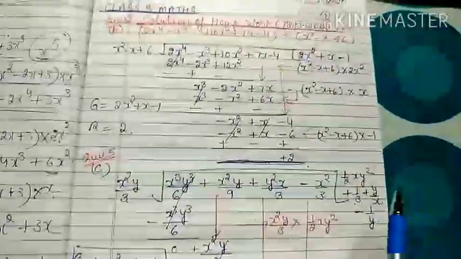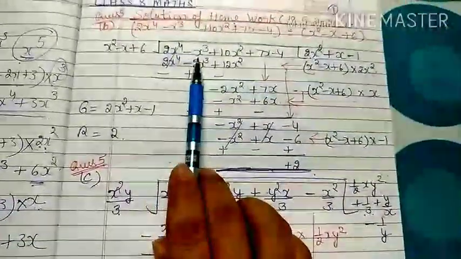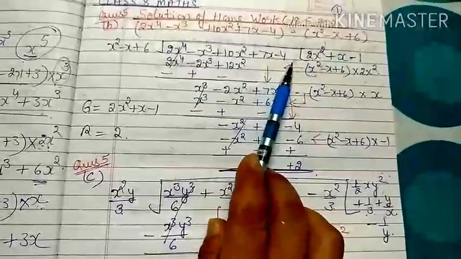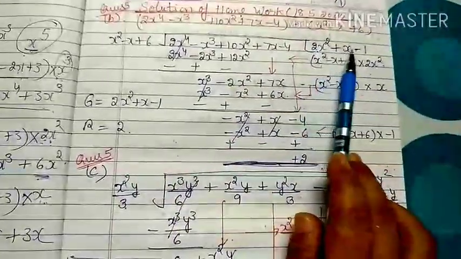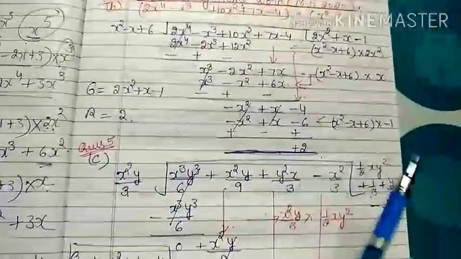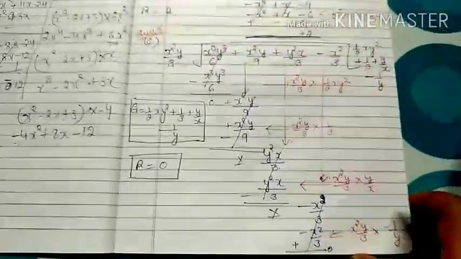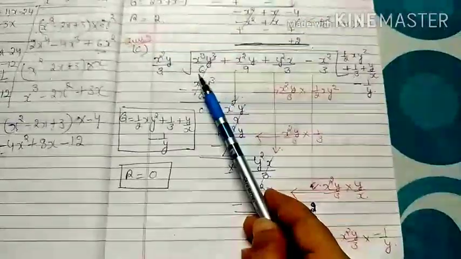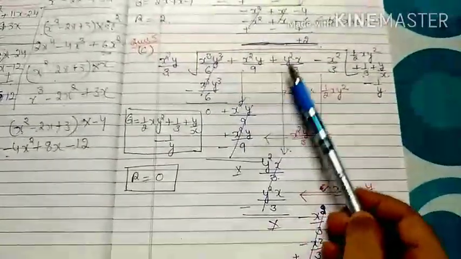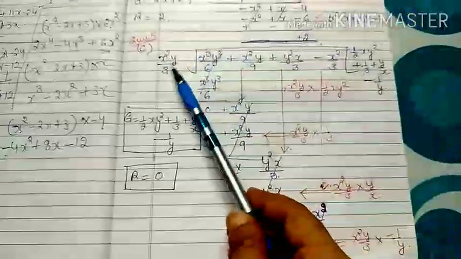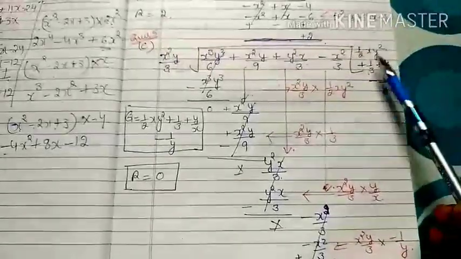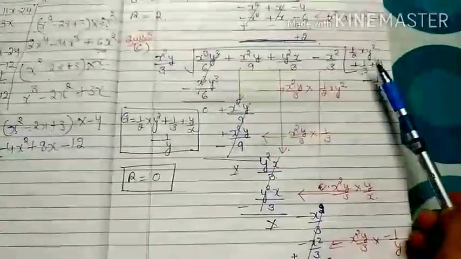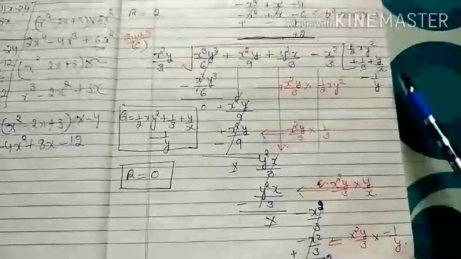Now your fifth question B part. In fifth question B part, 2x^4 minus x cube plus 10x square plus 7x minus 4 when divided by x square minus x plus 6 gives me the quotient 2x square plus x minus 1 and remainder is 2. Similarly, fifth question C part. Fifth question C part, x cube y cube by 6 plus x square y by 9 plus y square x by 3 minus x square by 3 when divided by x square y by 3. This is a single term. So I got the quotient half x y square plus 1 by 3 plus 5y by x minus 1 by y, and my remainder is 0.